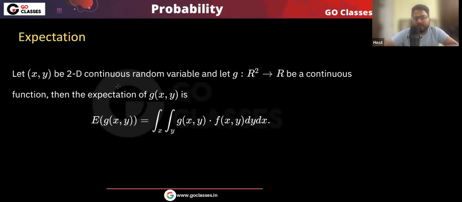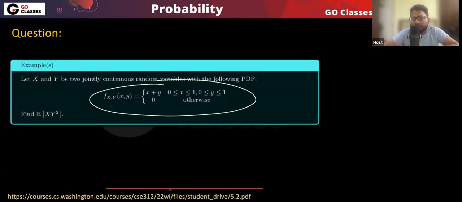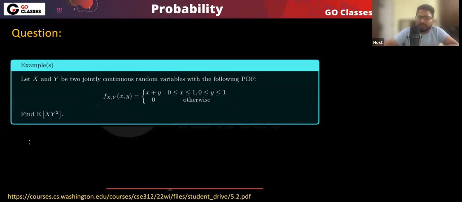Let x, y be a 2D, I mean, this is a joint distribution, and if you want to find out the expectation, then like the way we have done previously, you can just put that function into the distribution. So let's see the examples here. For example, if this joint distribution is given to you, and then they ask you to find out the expectation of x y square, can you try doing it?